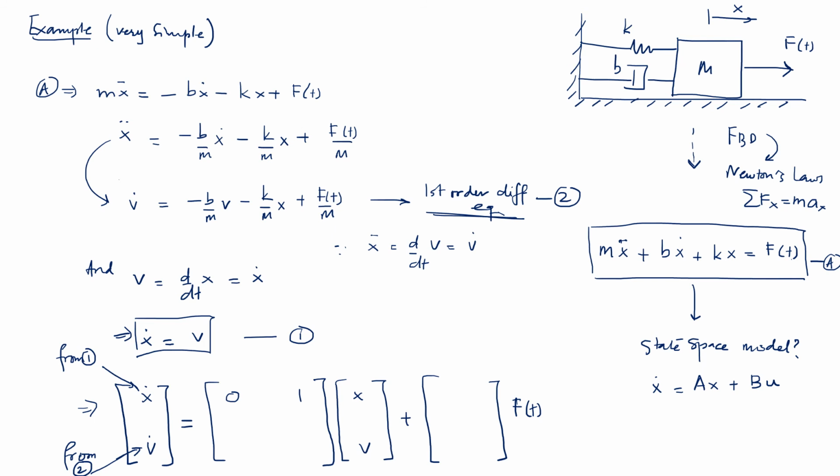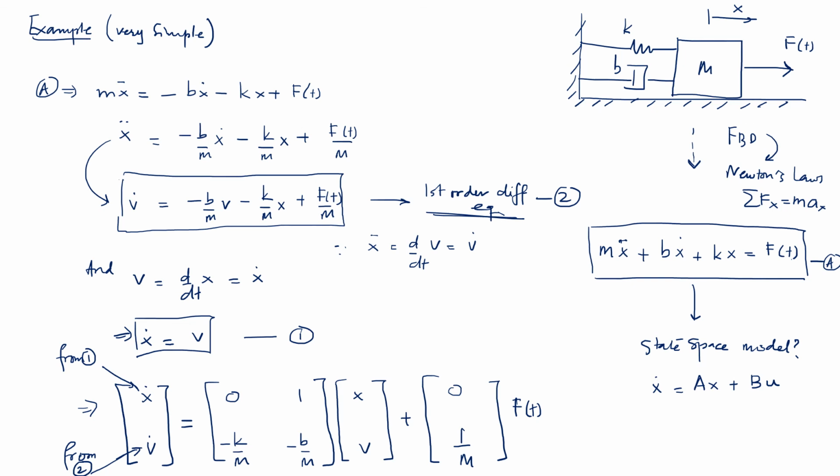And for the f of t, or the input matrix, you are going to have 0 placed over there. Now, considering equation number 2, which I'm going to encapsulate once again, you have, first of all, minus b over m times v. So v is the second element, so I'm going to write that over there. And it is minus k over m times x, so I'm going to write down minus k over m over here. And then you have 1 over m multiplied with f of t, so I'm going to write that down as well.